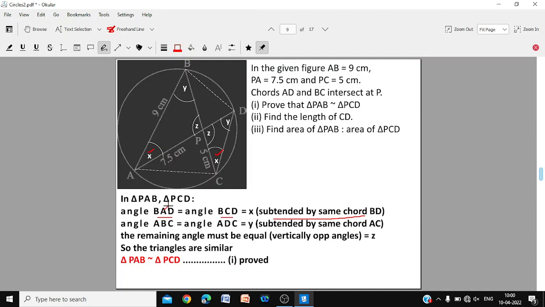BAD and BCD, only the middle letter would be different. They are angles in the same segment, or angles on the same chord. So they're equal, each being equal to X.